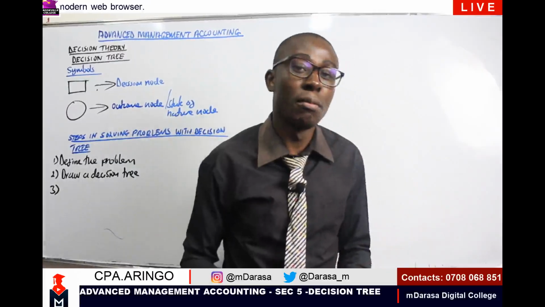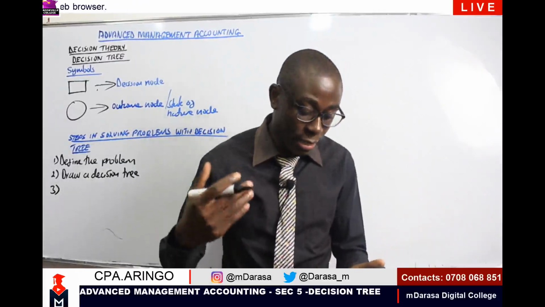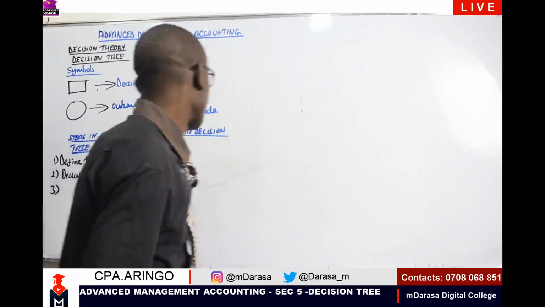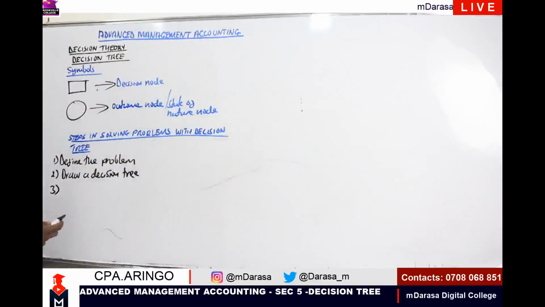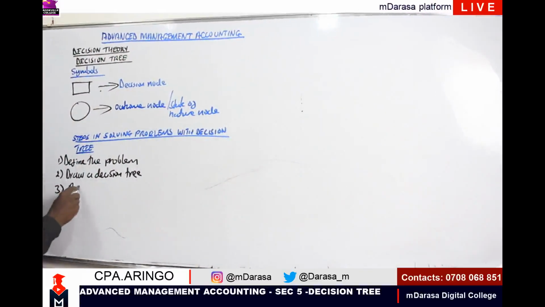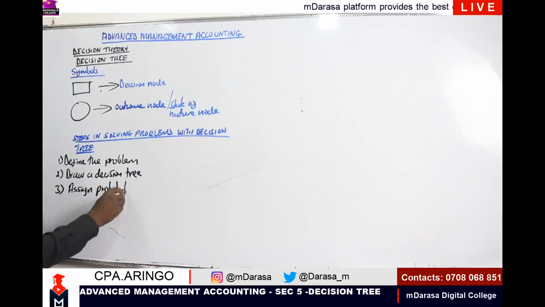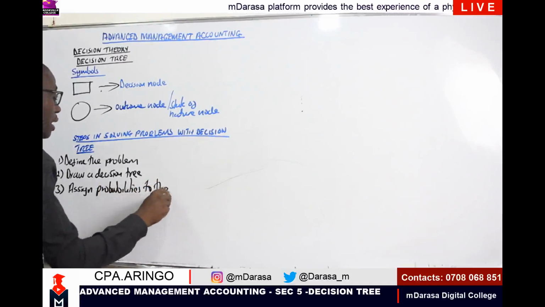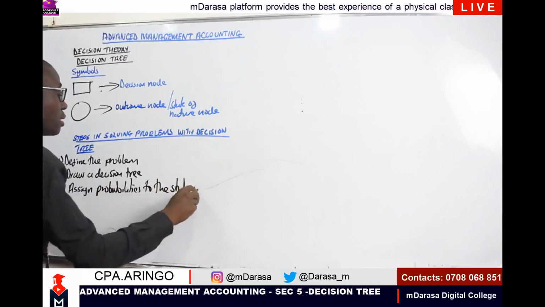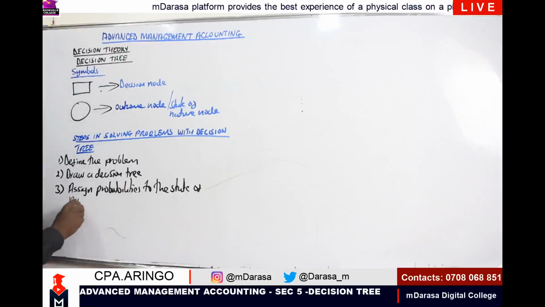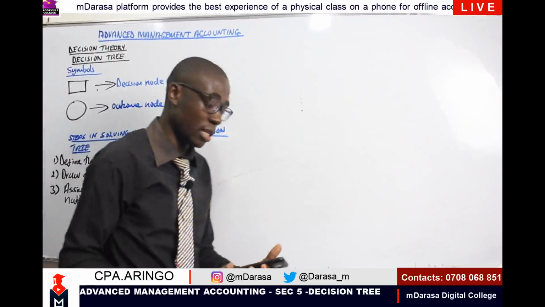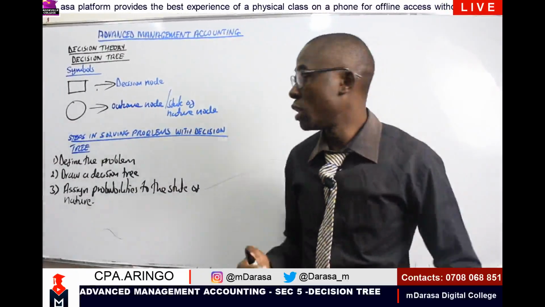Then step number three, we need to assign probabilities to the state of nature. Assign probabilities to the state of nature. That one is also very important. We need to assign our probabilities to the state of nature.